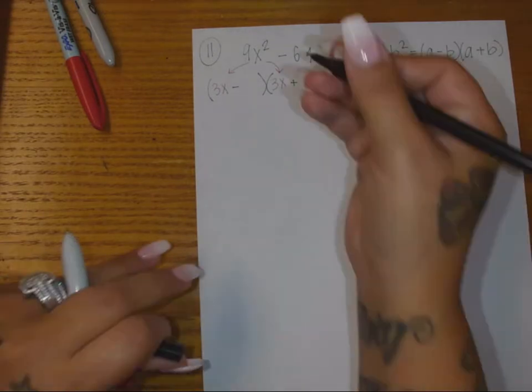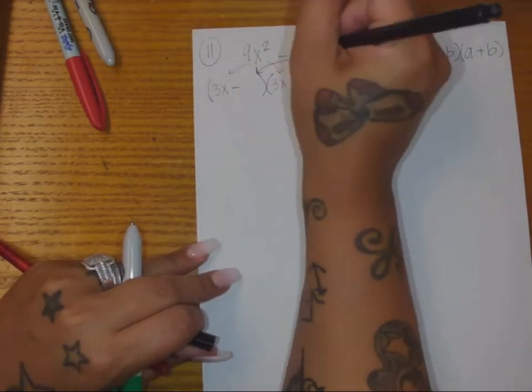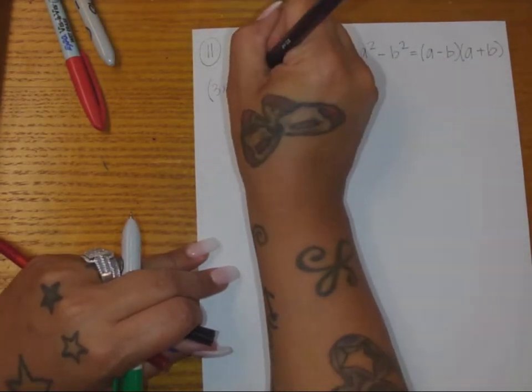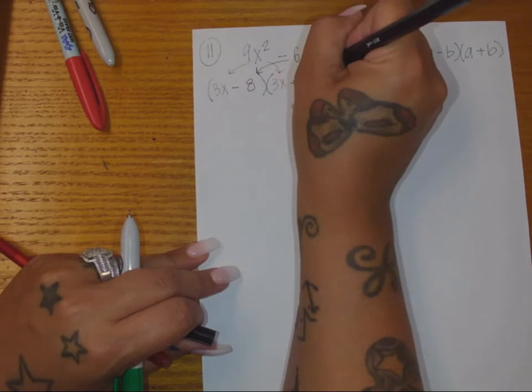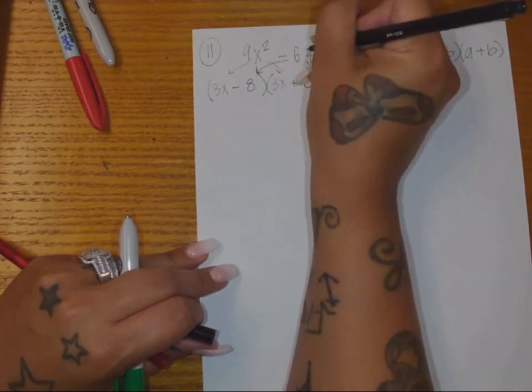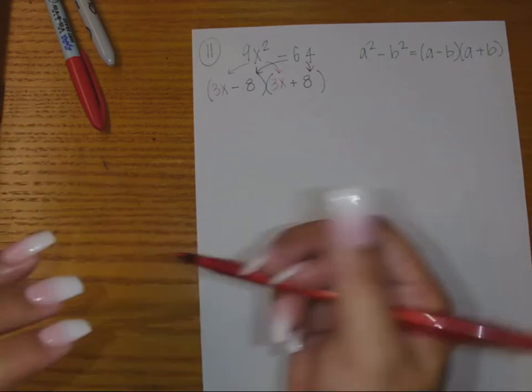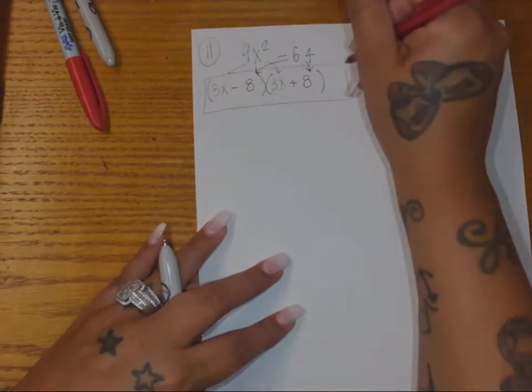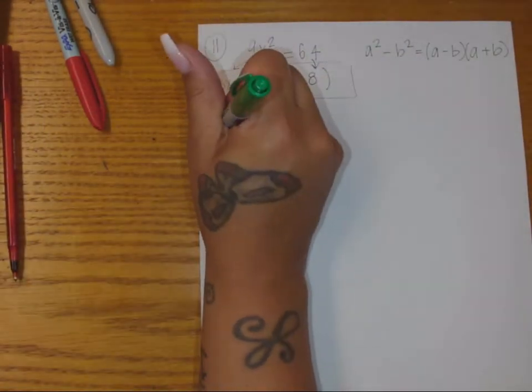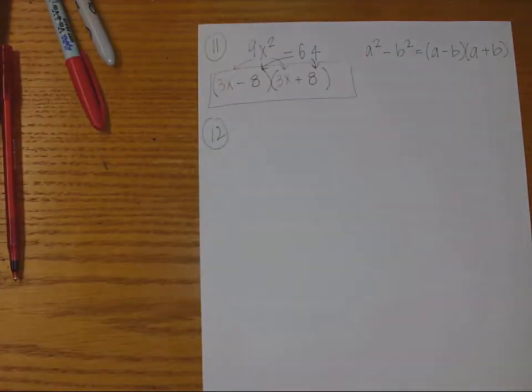Next time I also need to make sure I have more things to write with. We have an 8 here and an 8 here because 8 times 8 is 64. Signs are different, so it's negative. Y'all, that's your answer right there. Okay, move on to problem number 12.